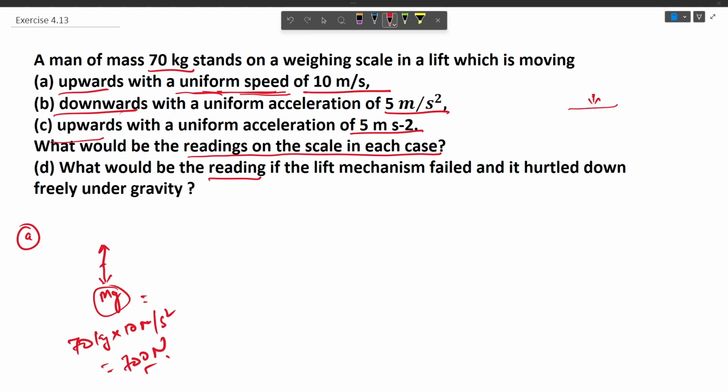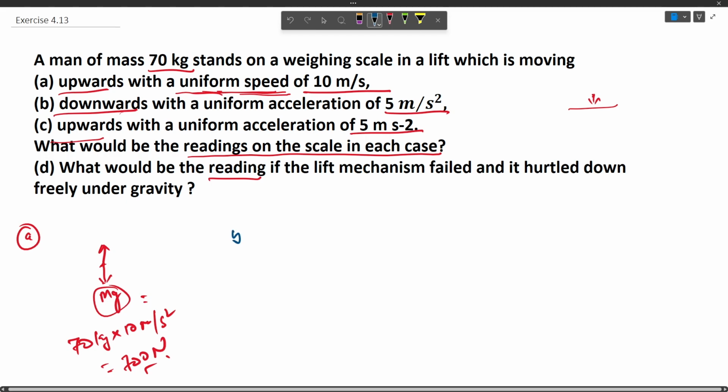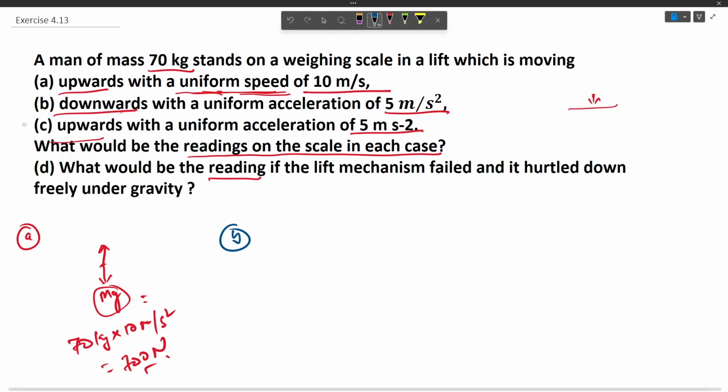In the second case, the lift is moving downward with a uniform acceleration of 5 meter per second square. So the body is moving downward with a net acceleration of 5 meter per second square. Now we know that when a body is under acceleration, an inertia force acts in the opposite direction with the magnitude of mass times the net acceleration of the body. So the lift is moving down, so the inertia force would be acting upward. Let us denote it by Fi, force of inertia. Weight is acting downward, that is mg.